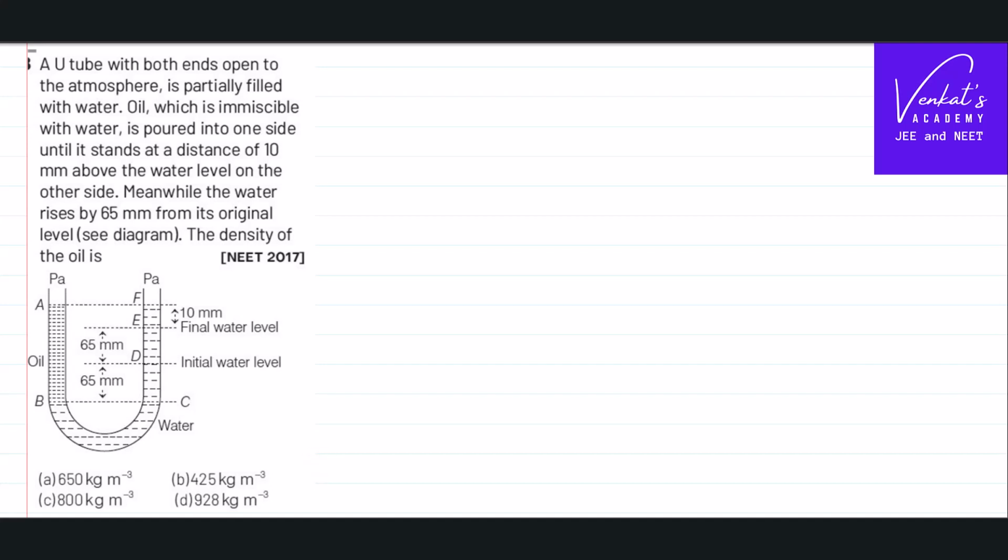Well, we are solving a NEET 2017 question from Mechanical Properties of Fluids. The problem is like this. A tube with both ends open to the atmosphere is partially filled with water. There is something wrong with the diagram that is given. To tell you how it is wrong, I will draw a fresh diagram and show you what is actually given.